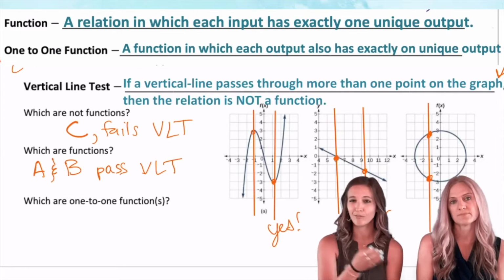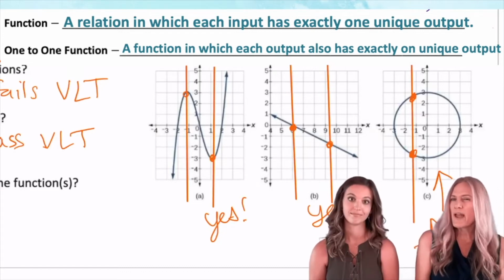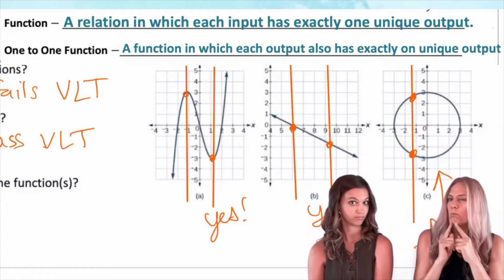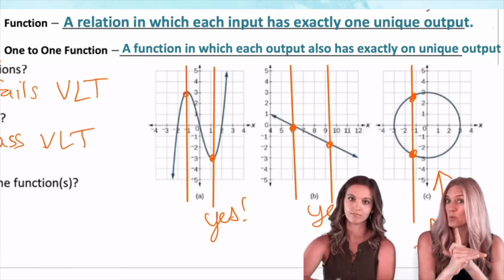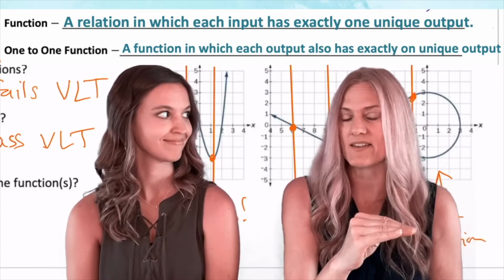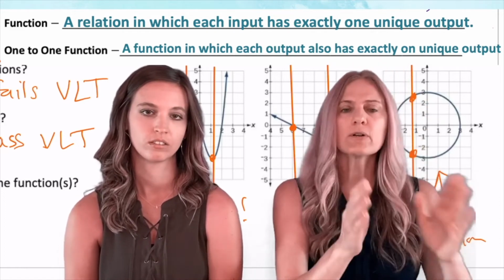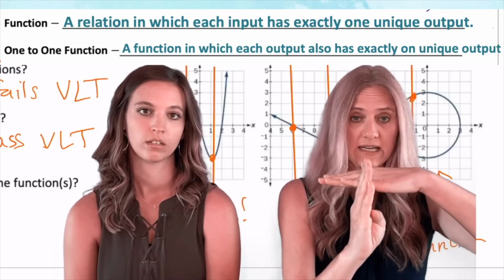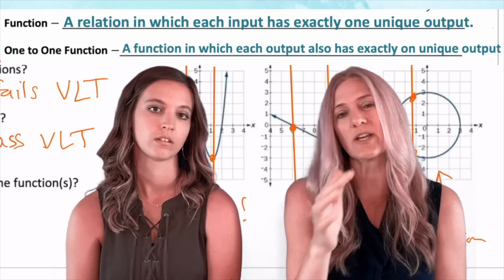Okay, so 1 to 1 says every input has one unique output, and every output also has one unique input. So if we have the vertical line test to test if every input has one unique output, could we use a horizontal line test to see if every output has one unique input? Yes, we can. Be careful with that, and I hope we're not giving you too much information. Vertical line test tests for function, and then vertical line test and horizontal line test would test for a one-to-one function. But for the most part, we're just looking at functions.